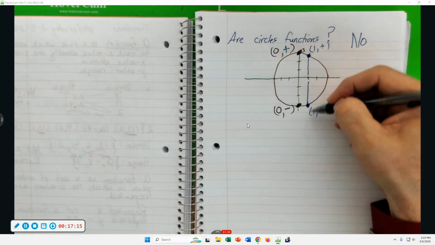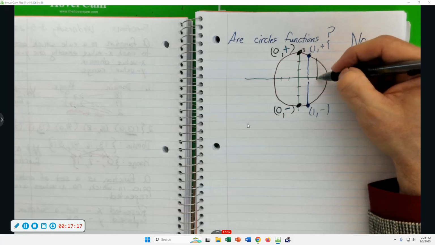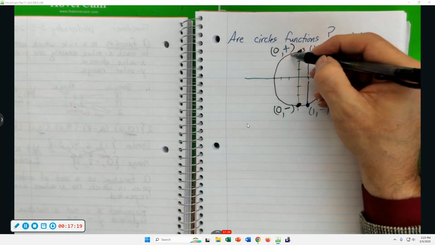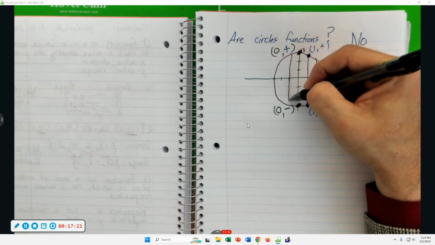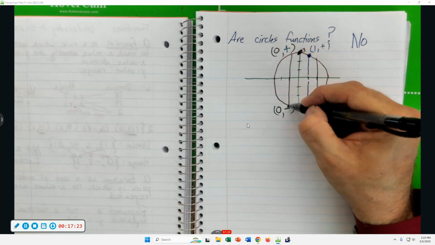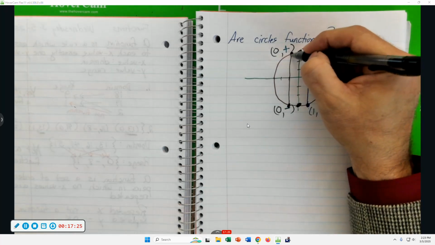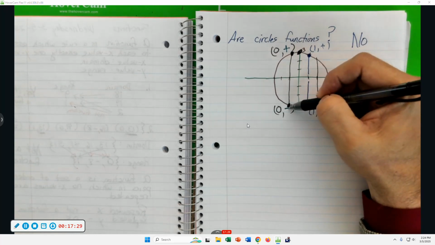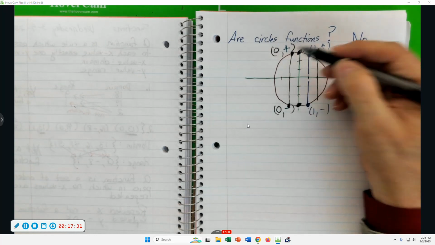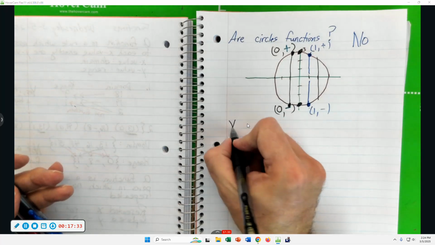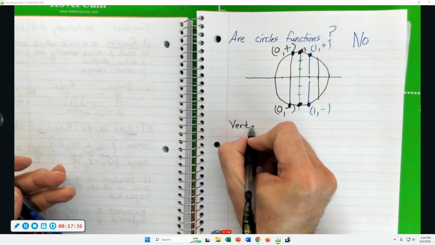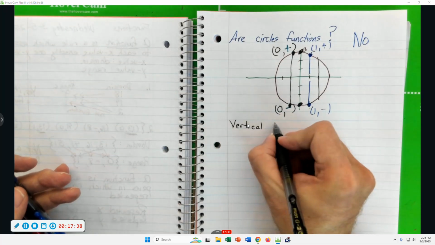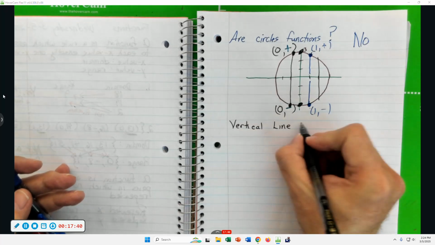Notice how I drew this vertical line in here. When you draw a vertical line through a graph, if it intersects it twice, then you've just found 2 points that have the same x-coordinates. What I've said here is important enough that it has a name: the vertical line test.